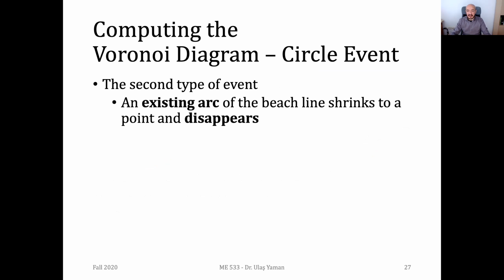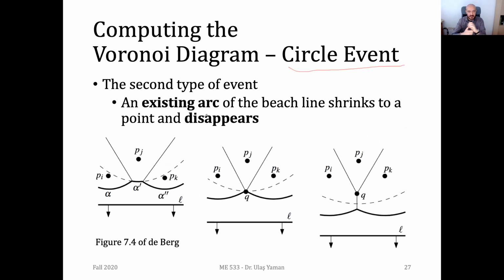Now let's focus on the second event. This is called a circle event. It's a bit different, but related again with the parabolas. This time, if you remember, while we are moving our sweeping line, we said that sometimes an arc appears, and at other times, we may have these arcs actually disappear. So this circle event is related with the arcs disappearing. Here you see an example.